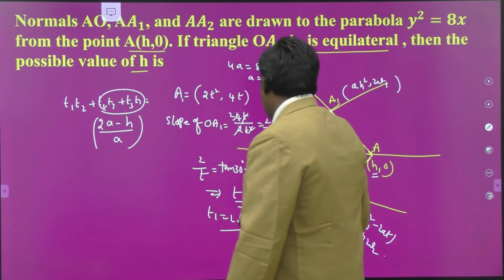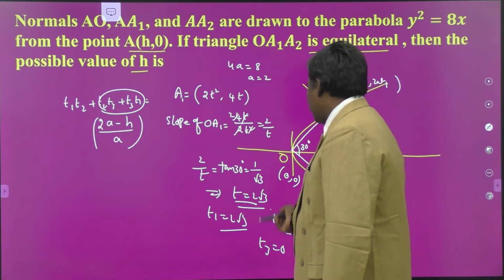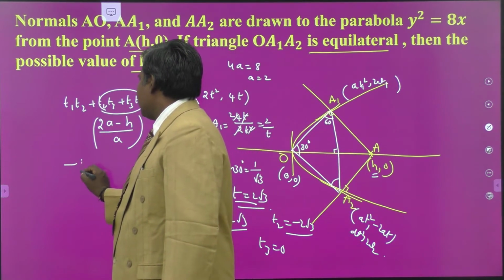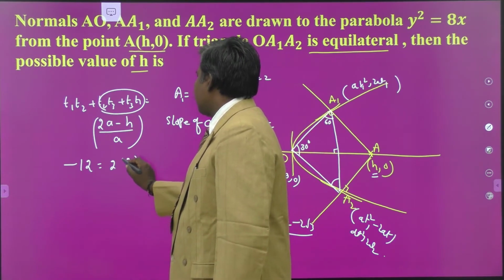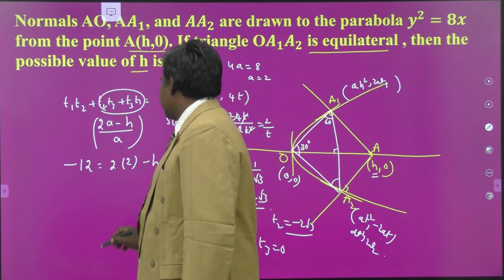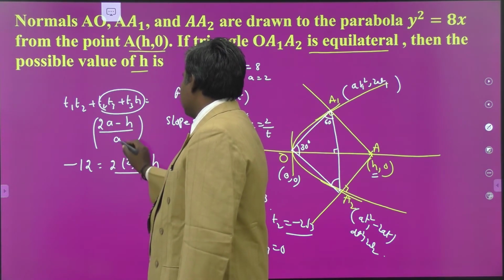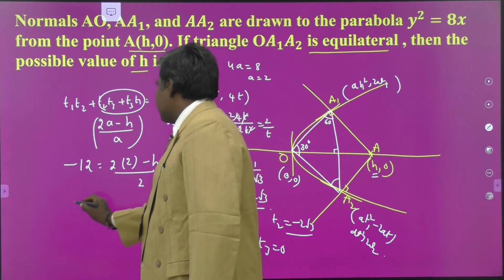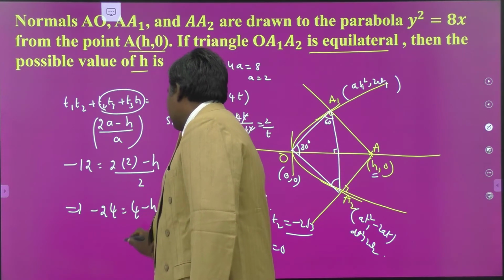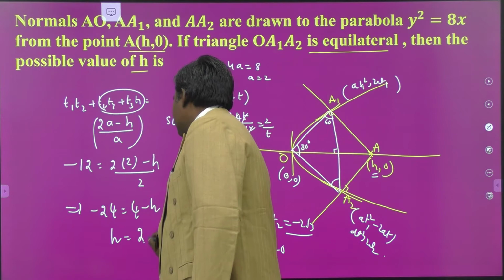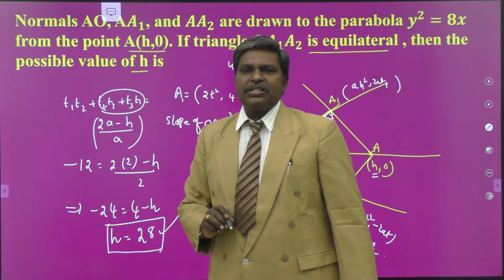Now T1, T2. One value is what? 2 root 3. The other value is minus 2 root 3. 2 2s are 4. 4 3s are 12. Minus 12 itself. Minus 12 is equal to 2 times of, what is your a? 2. Minus h. So from that, divided by a also. 2 2s are 4 minus h by a. What is a? 2. This is minus 24. Minus 24 is equal to 4 minus h. So your corresponding h value is 28. The possible value of h is what, my dears? 28. This is the question.